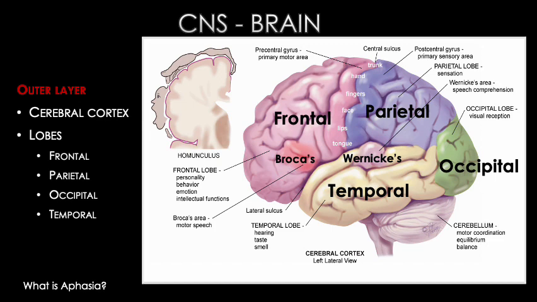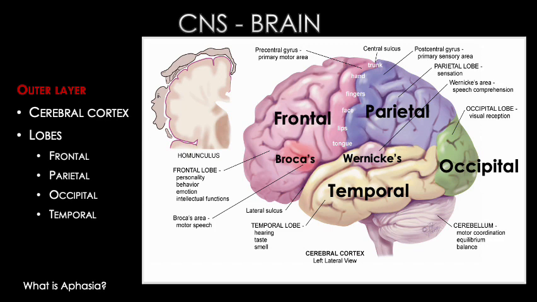Lobes have areas that mediate specific functions. For instance, the frontal lobe helps with personality, behavior, emotions, and all our intellectual functioning. The parietal lobe, this is where you see the postcentral gyrus. This is a primary center for sensation. And remember, a gyri is a bulge in the cortex. The occipital lobe is the primary center for visual reception. And the temporal lobe, which is behind the ear, has the primary regulation of auditory reception, taste, and smell.